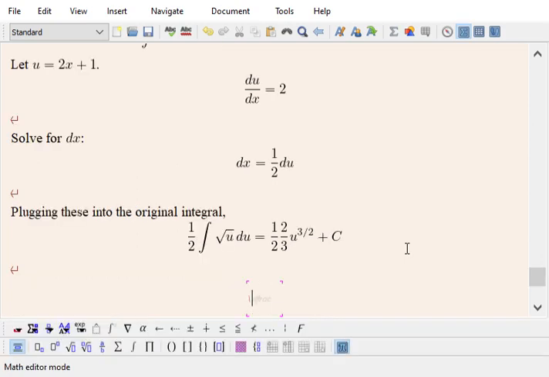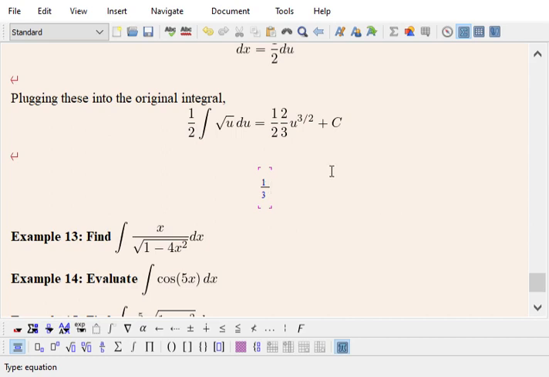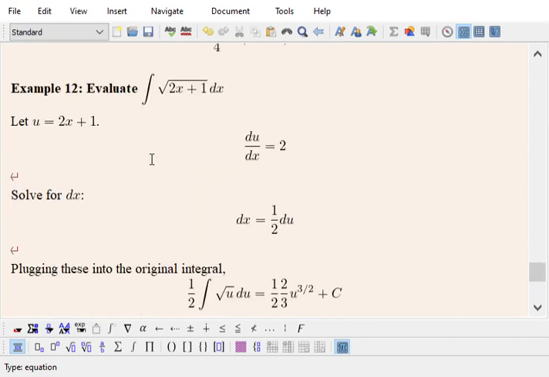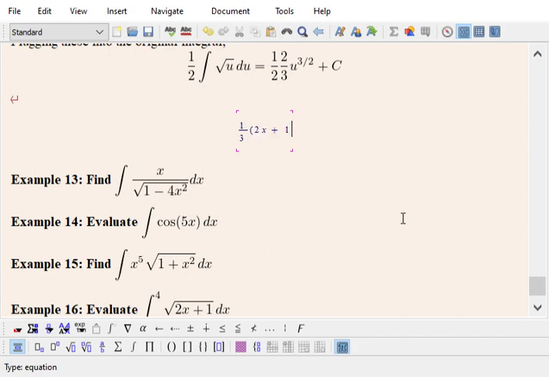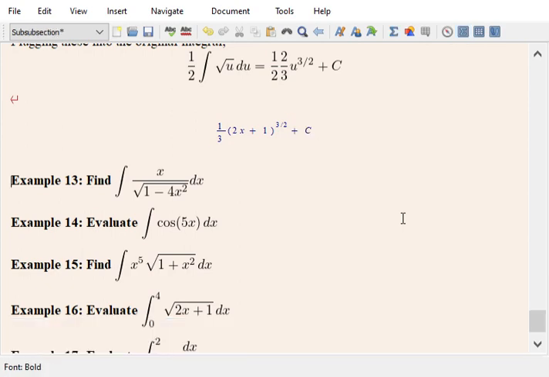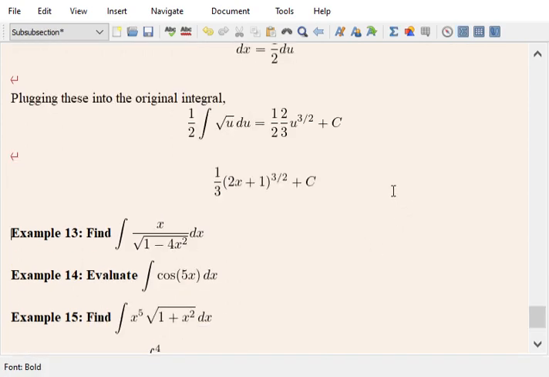And then let's clean this up a little bit, because these 2's cancel out to leave us with just 1/3. And u, well, we want to write everything in terms of x's again, so u was 2x plus 1. That's all to the 3/2. And then plus c at the end. Yep, so that's all that we need to do.